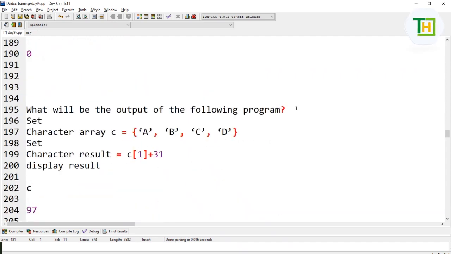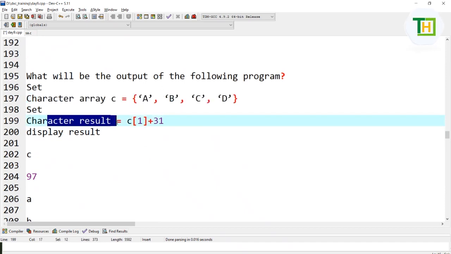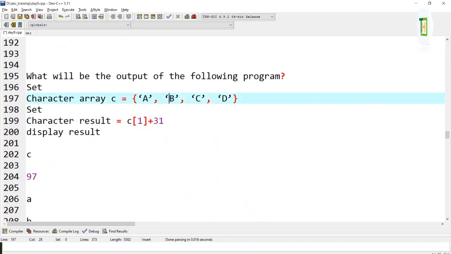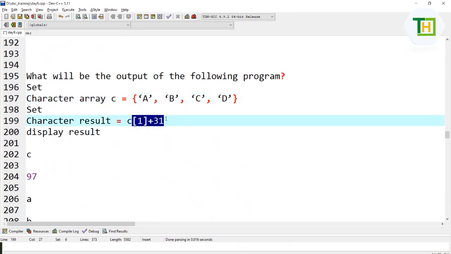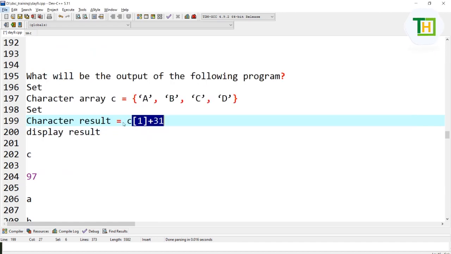What will be the output of the following program here? Set character array C is equal to ABCD. Character result is C of 1 plus 31. And just observe here. This is C of 0, this is C of 1, this is C of 2, this is C of 3. For example, here C of 1 is B, right? B plus 31. What is it going to be? What is the character here?